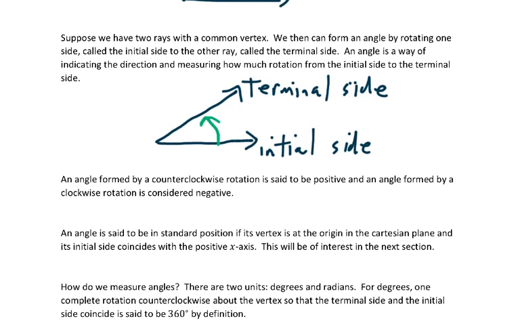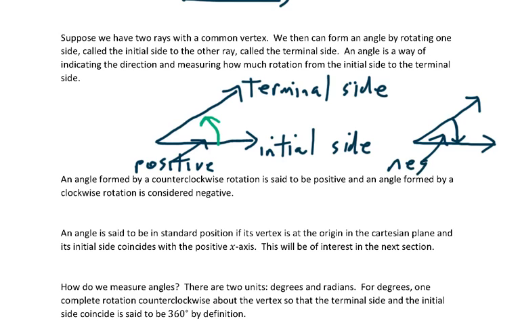Whereas if you rotate in the clockwise direction, say, let me see if I can draw it over here. So let's say instead I decided to rotate this way. So the initial side is this side, and the terminal side is now down here. This angle is actually negative because we're rotating clockwise. So let me actually write that. This angle is positive. This angle here is negative. Again, that's because of the direction.